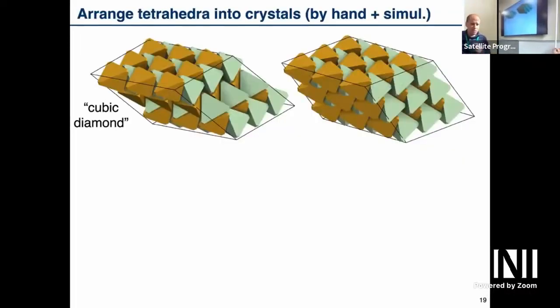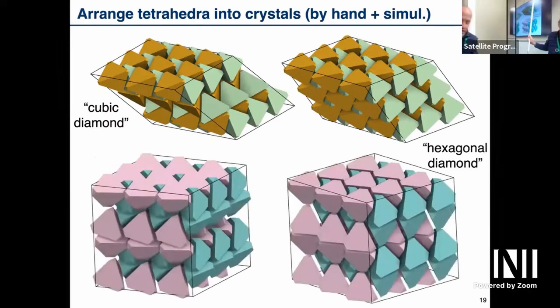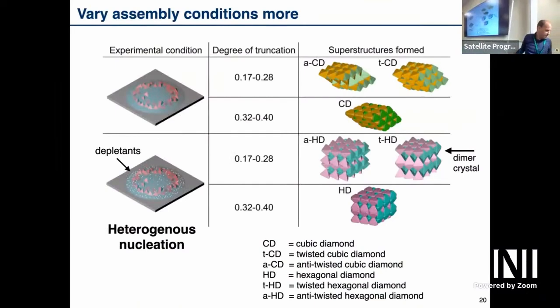And this comes back to these densest packings I mentioned at the beginning. You can construct these. There's a cubic diamond variant. There's a hexagonal diamond variant. And all of these are found also in the experiment if you look long enough. And which one you get depends on the degree of truncation and also the experimental condition.